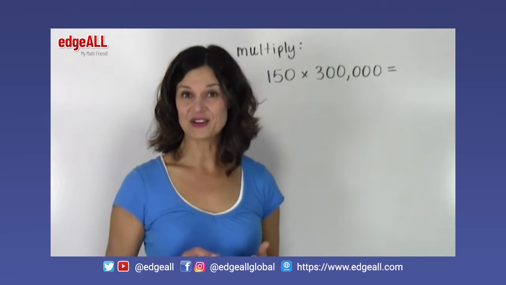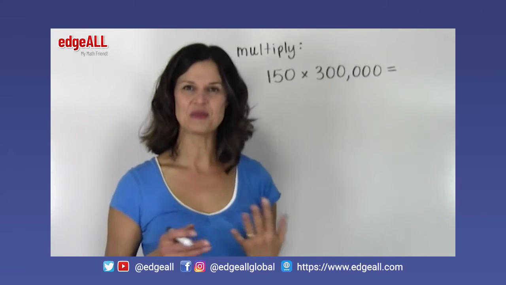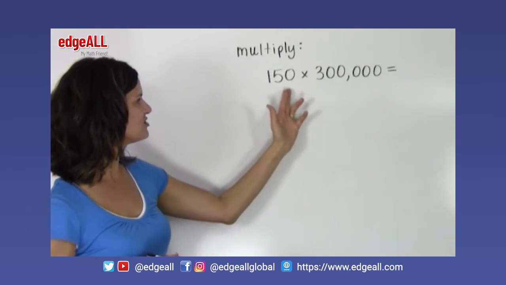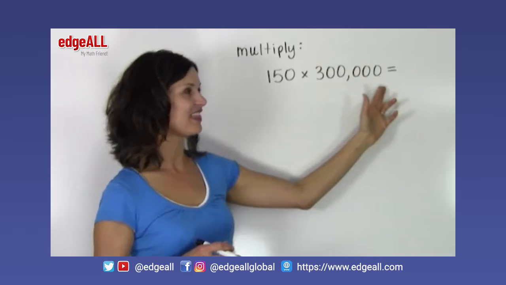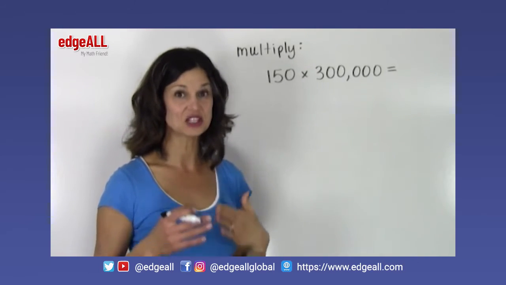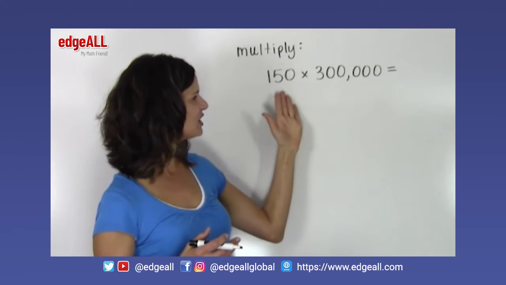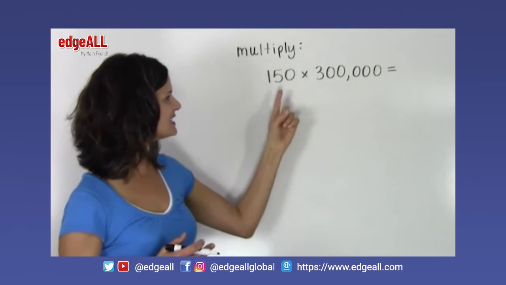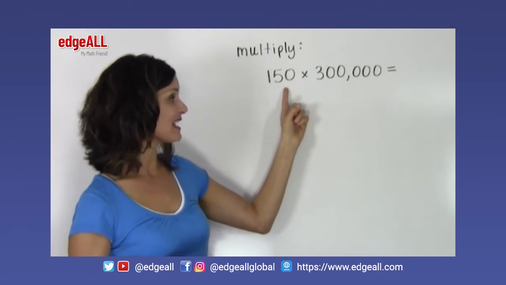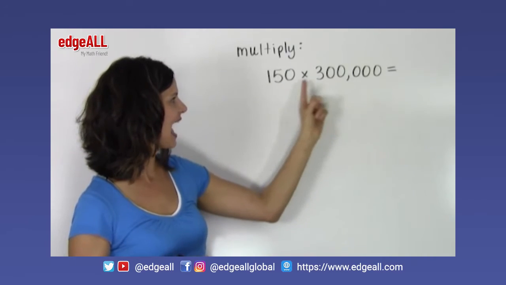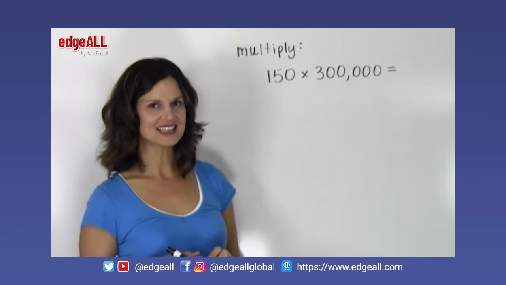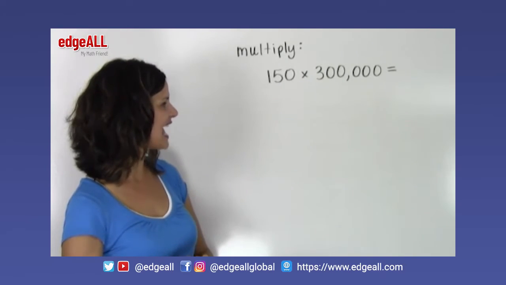Let's look at another example of multiplying with multiples of 10. Our example tells us here to multiply 150 times 300,000. At first, this looks like a very difficult problem with two such large numbers. But if we look a little bit more carefully, we can see that we have two multiples of 10 together here. That means that both of our numbers have a 0 or zeros at the end. So that tells us that these are both multiples of 10.